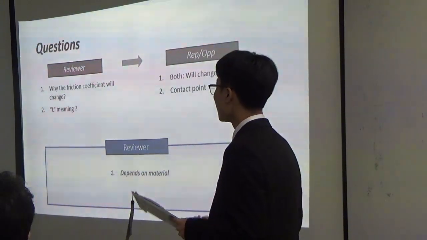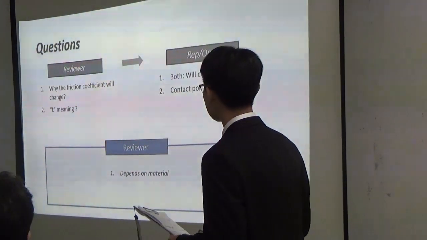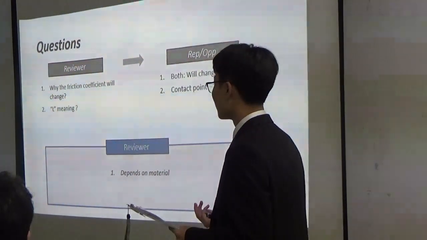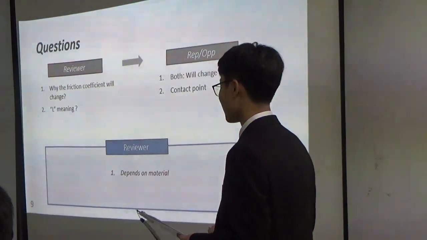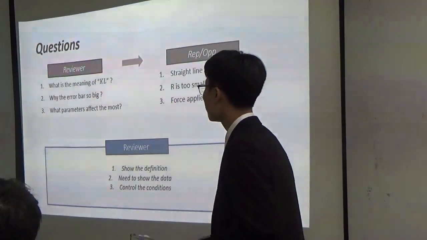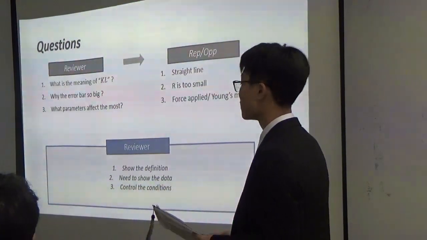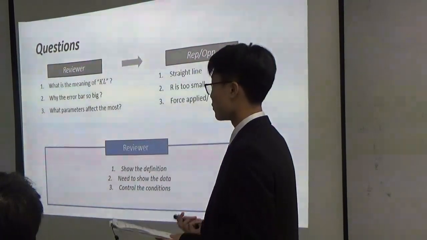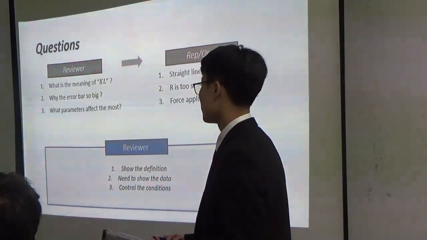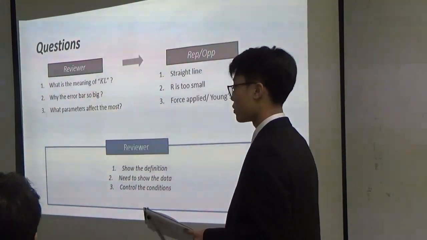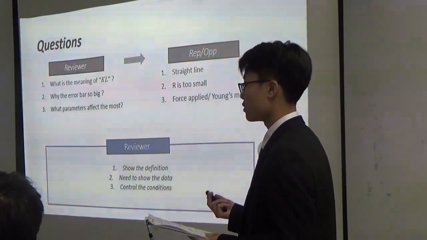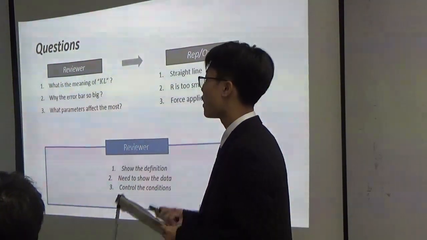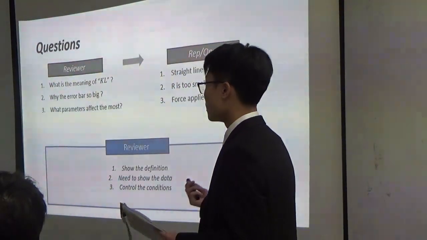My question is why the friction coefficient will change, like when the balls change. But I think it depends on the material of the ball and the ruler, so maybe the normal force won't affect the friction coefficient. Okay. About what is the meaning of KL, he said it's a straight line when no force is put on it. But I think he can show the definition more clearly. The second is why the error bar is so big. He said R is too small, but I think he needs to show the data on why R will affect the error bar.